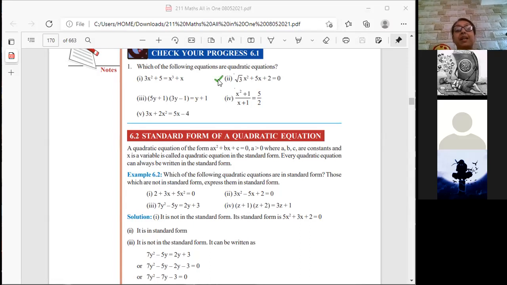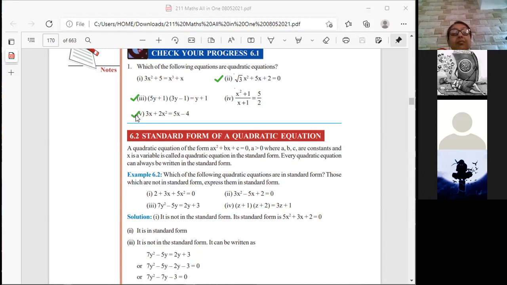Yes, the second one is a quadratic equation. The third one is a quadratic equation. And the fifth one is a quadratic equation. Is it very clear?